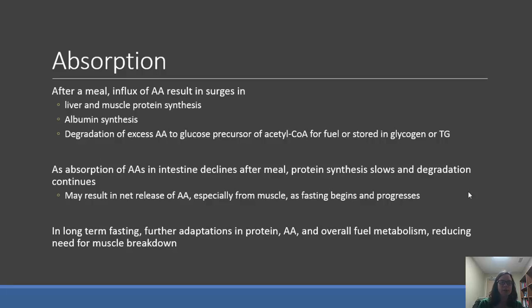As the absorption of the amino acids in the intestine declines after a meal, so we're increasing the time since our meal, then the protein synthesis slows down, but degradation does continue. So this can result in a net release of amino acids, especially from the liver, as fasting begins and progresses. However, our bodies are incredibly amazing and very adaptable, so if there's long-term fasting, there's adaptation in how we metabolize protein and amino acids, and this results in reduced need for breaking down muscle. So after a while, our bodies are able to actually decrease this muscle breakdown.